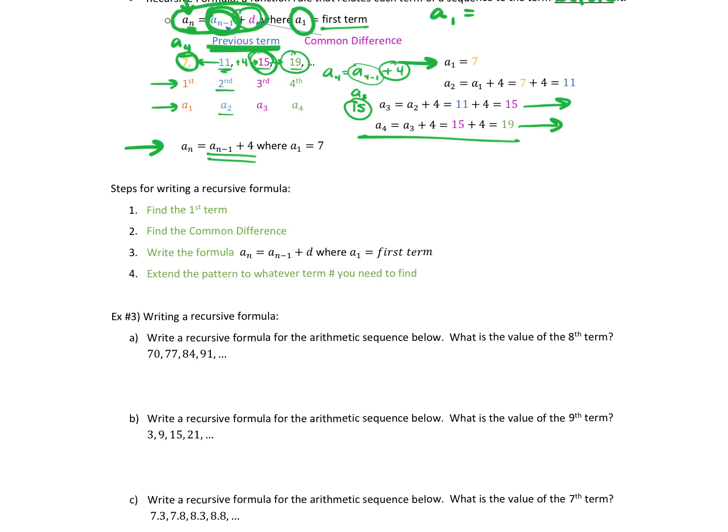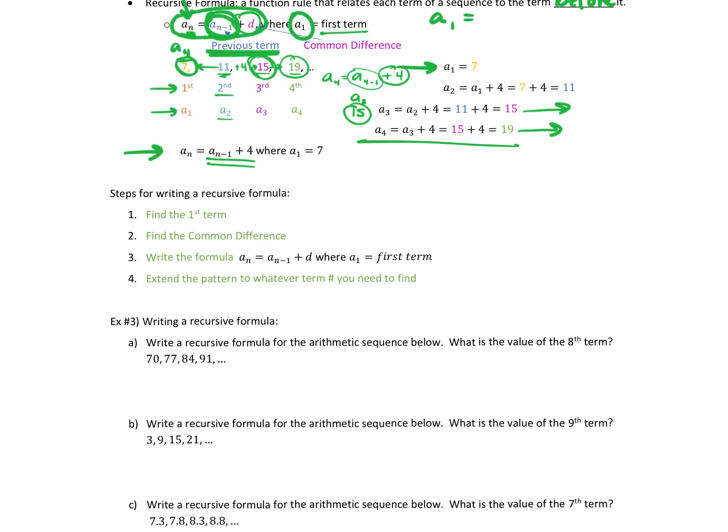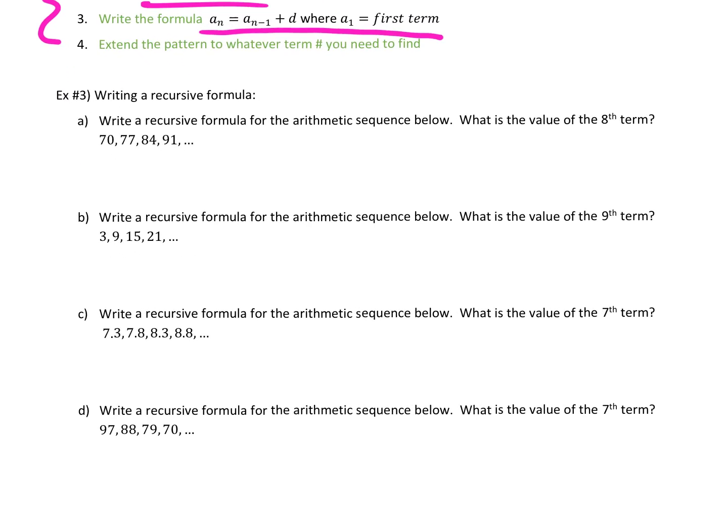Okay, so here's what you do. These are your steps for writing the recursive formula. You have to find the first term, and you're going to say A sub 1 equals whatever that is. You have to find the common difference. That's your d, the amount you're changing by each time. And then you write that formula and extend it to whatever we need to extend it to. So here it is.